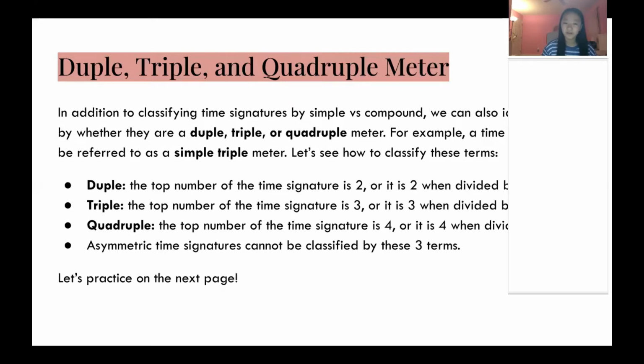And for quadruple, if the top number of the time signature is 4, or it's 4 when divided by 3, which is basically 12, then it's a quadruple. And asymmetric time signatures, you wouldn't call them any of these. You would just say asymmetric by itself. Okay, does that make sense to everyone? Okay, so let's identify them on the next slide.